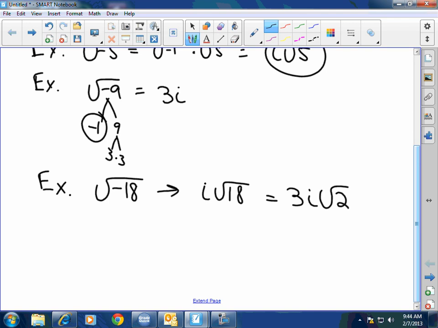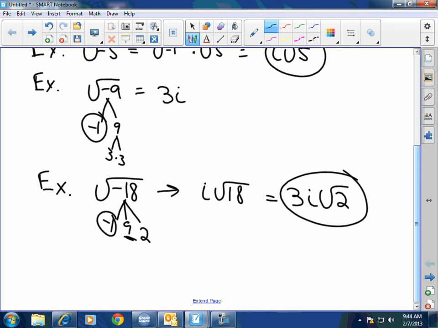Why? How? Well, this negative 1, that's the i. That's separate. The 18 is 9 times 2. The square root of 9 is 3. So you have 3i square root of 2. Does that make sense, gentlemen?